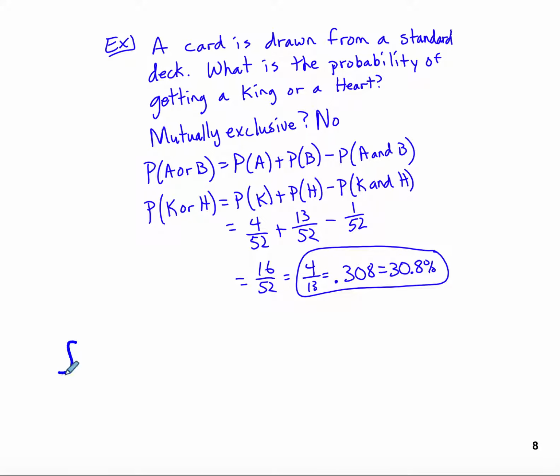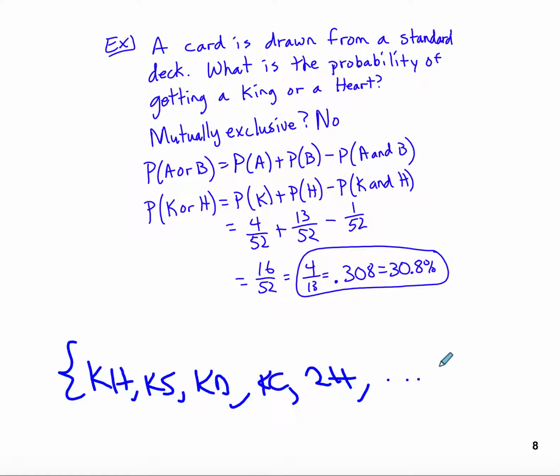You can also, like I say, do this by just writing it out. There are 4 ways to get a king: the king of hearts, king of spades, king of diamonds, king of clubs. And then there are 13 ways of getting a heart, 2 of hearts all the way through to jack of hearts, queen of hearts. I don't want to put the king of hearts again because I already have it right there. And then I just have the ace of hearts.